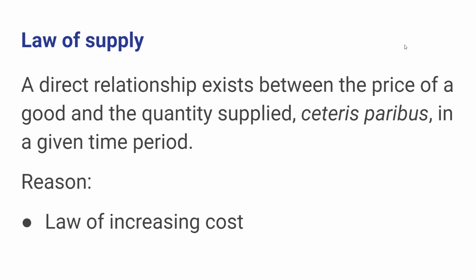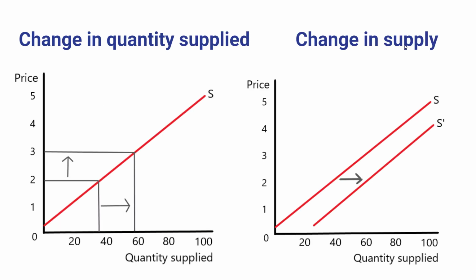Now, just as we made a distinction between a change in quantity demanded and demand, we can make exactly the same distinction between a change in quantity supplied and a change in supply. When we change the price of a good, the quantity of the good supplied will change. That's illustrated in the diagram on the left. When the price rises from 2 to 3, the quantity supplied here rises from 35 to 55. A change in the price of the good affects the quantity supplied, but does not affect supply.